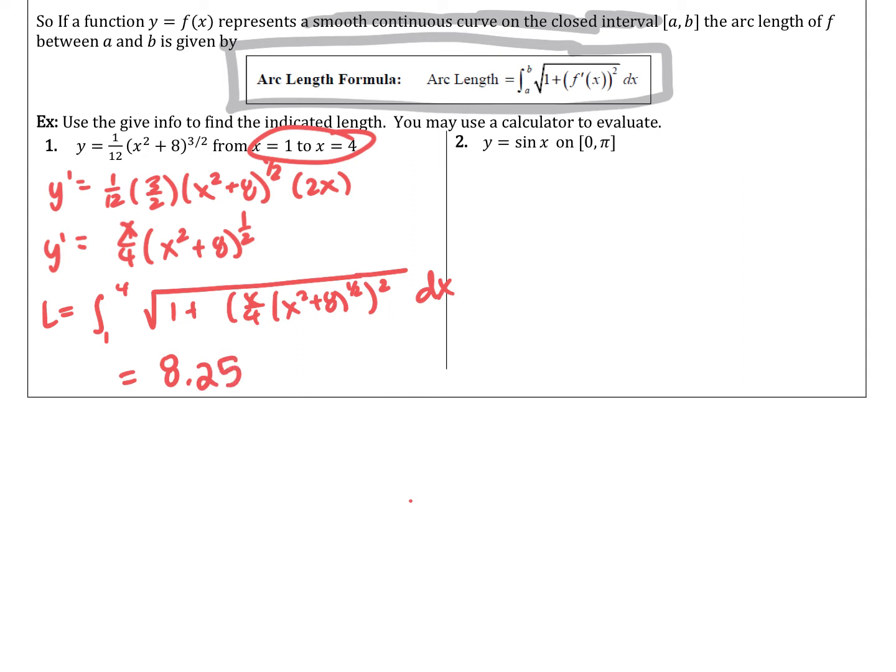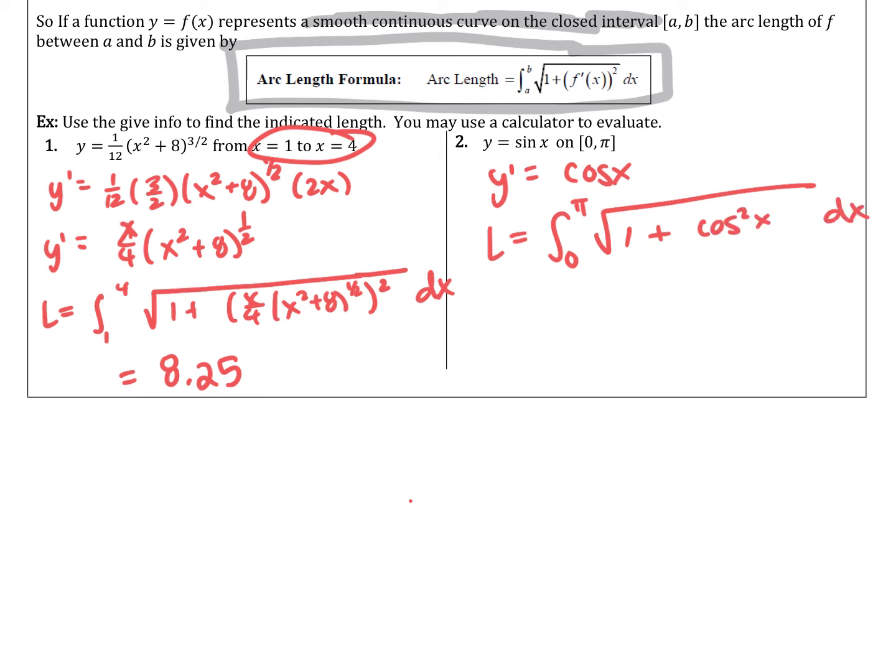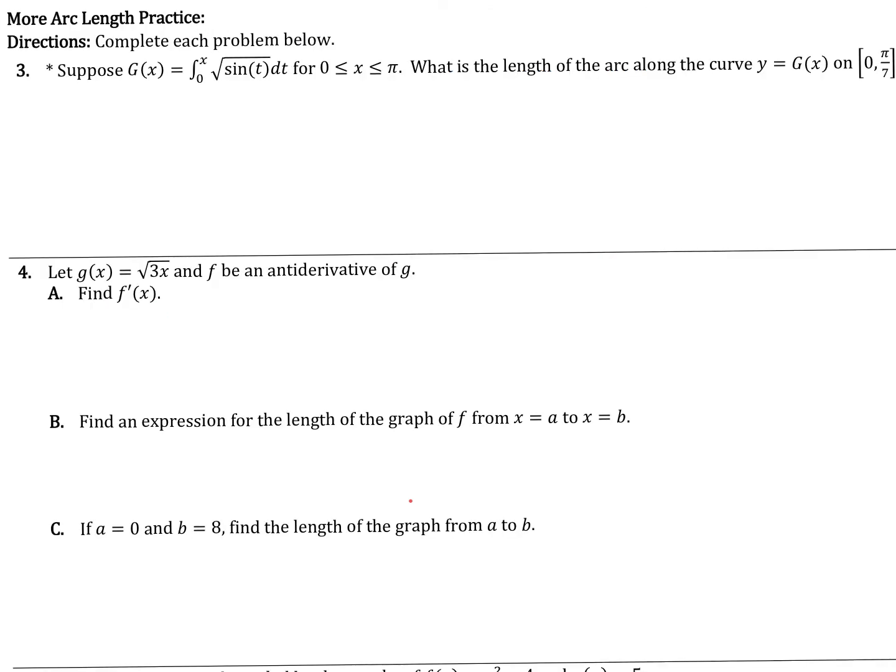Okay, number 2. Again, what we need is y prime. Well, the derivative of sine is cosine. So the length from 0 to pi of the function y equals sine of x is going to be the square root of 1 plus cosine squared x. And go ahead and grab your calculator. This is going to give you 3.820. All right, we're going to look at a few more examples, but that's really the only thing we're covering in this video, using that arc length formula.